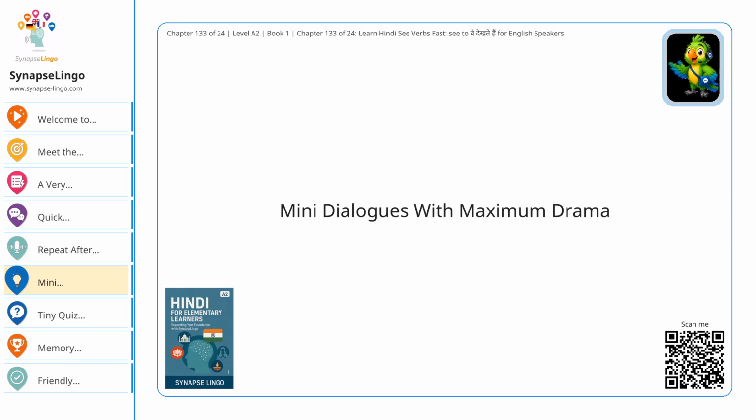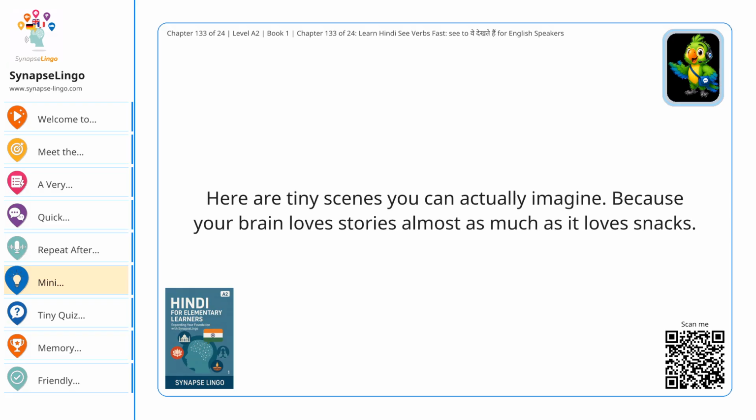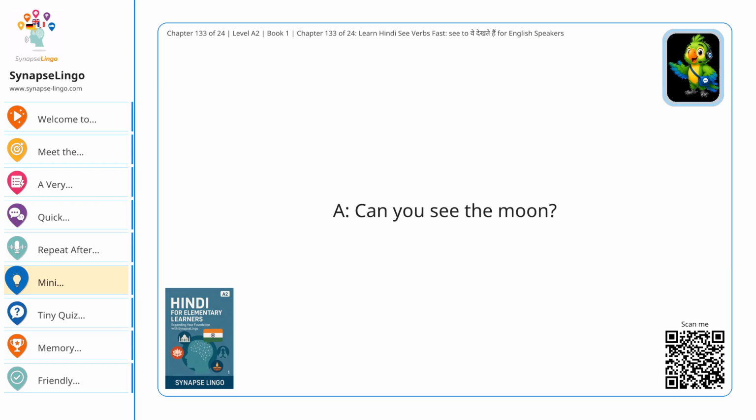Mini dialogues with maximum drama. Here are tiny scenes you can actually imagine, because your brain loves stories almost as much as it loves snacks. A: Can you see the moon? B: Yes. मैं देखता हूँ. A: What do you notice from here? B: I want to देखना the mountain. A: Do you see the answer? B: Yes. देखते हो. Becomes easier with practice. A: Does he see the sign? B: Yes. वो देखता है.